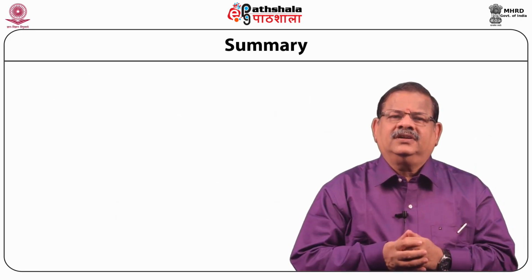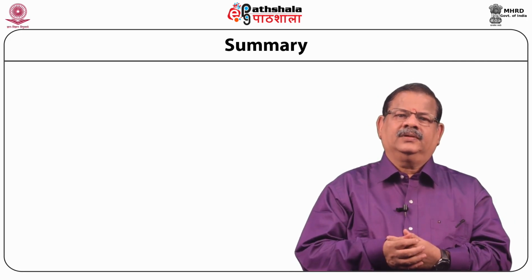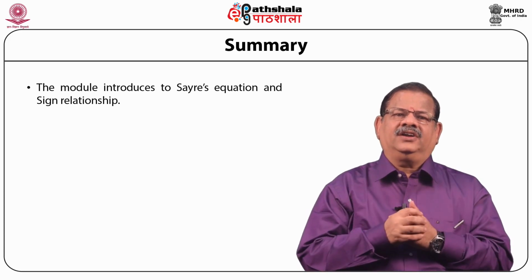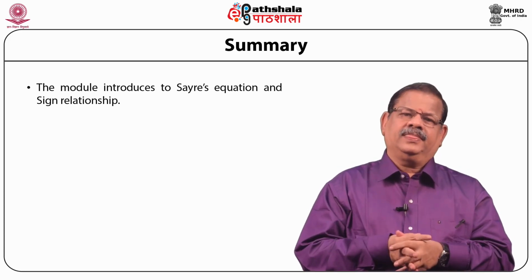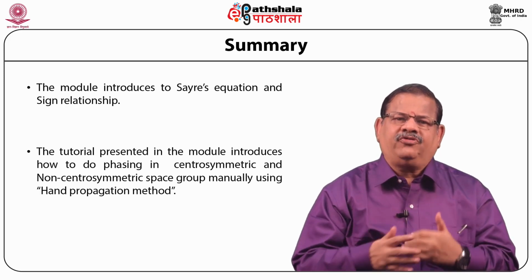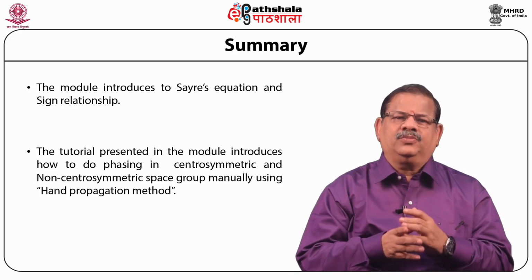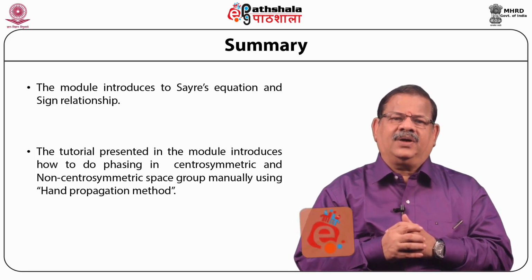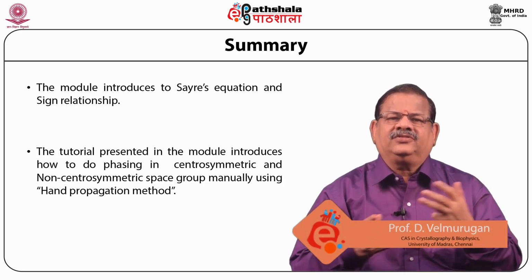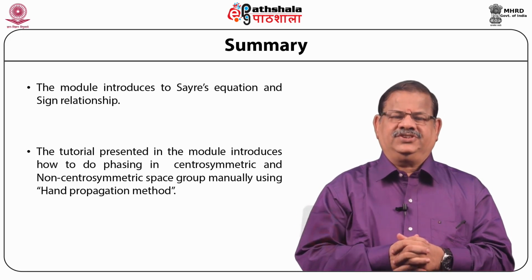So students, let us summarize what we have learned in this module so far. The module introduces you to Sayre's equation and also the sign relationship. The tutorial presented in the module introduces how to do phasing in centrosymmetric and non-centrosymmetric space groups manually using the hand propagation method, for which I have given a data sheet. You just fill it up and master the hand propagation procedures.